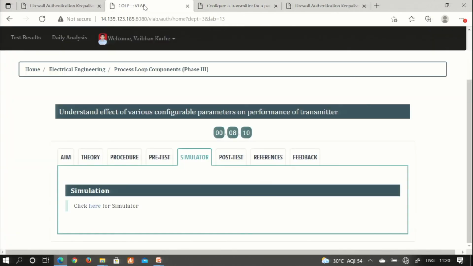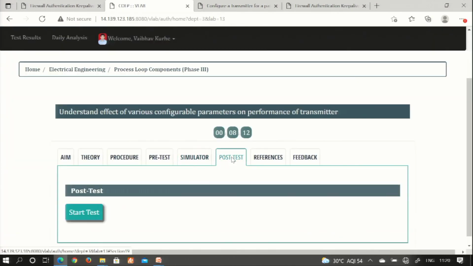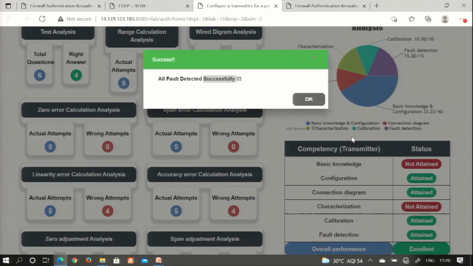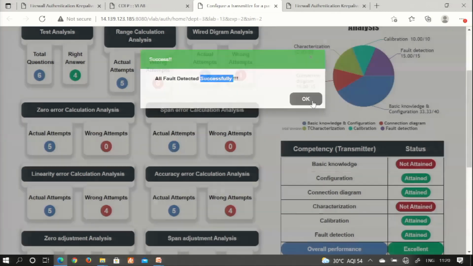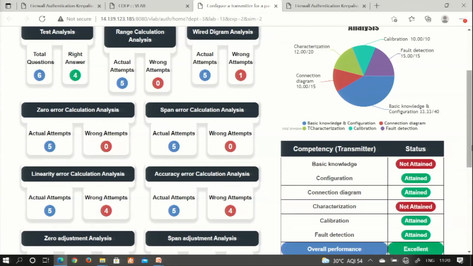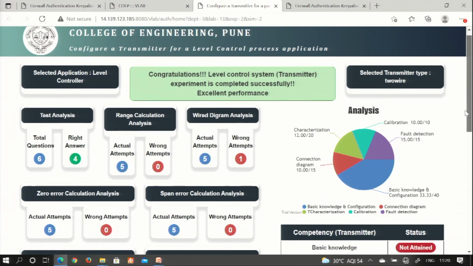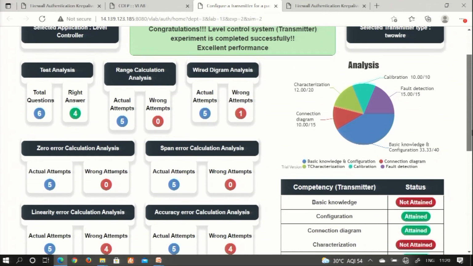But prior to that, we are expecting the student to go to the post test, and in the post test he has to apply certain rules, and then this method would be available to a student. Now, just look at what it is. If you look at this, this is the entire report of a student.